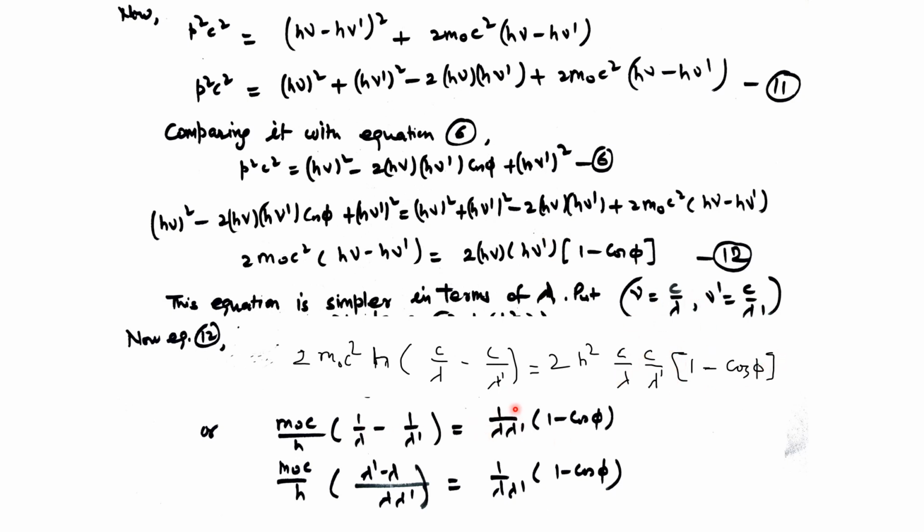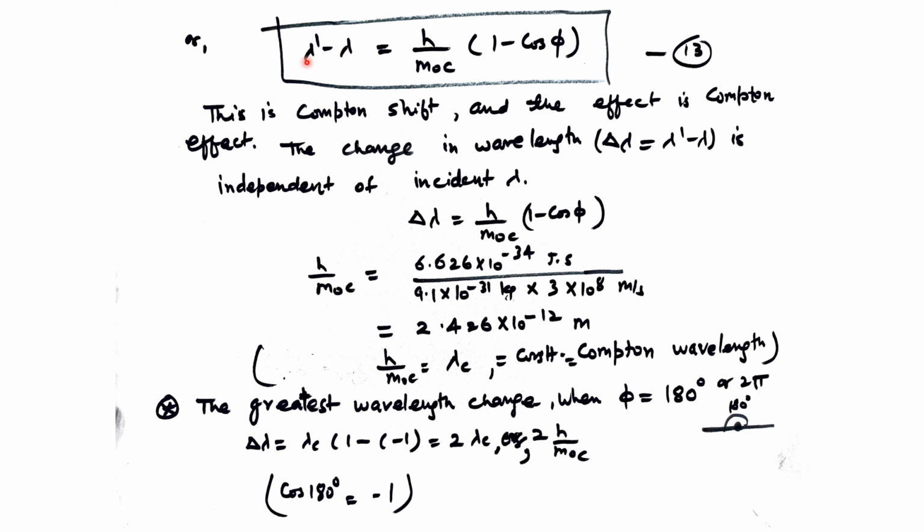And if we take this 1 upon lambda into lambda prime, and we rearrange or take LCM, then lambda into lambda prime can be cancelled out. We will have m naught c by h equal to this, and finally we have got lambda prime minus lambda equal to h by m naught c (1 minus cos phi), and this is known as delta lambda or the Compton shift. So this effect is known as the Compton effect, and this shift in the wavelength, lambda prime minus lambda, is equal to h by m naught c (1 minus cos phi).